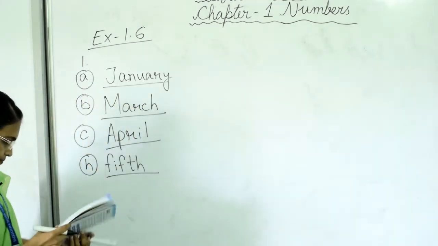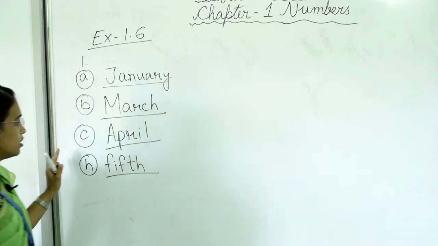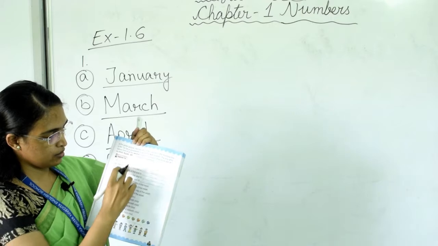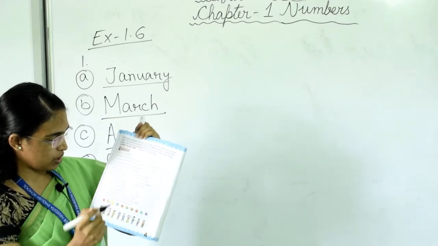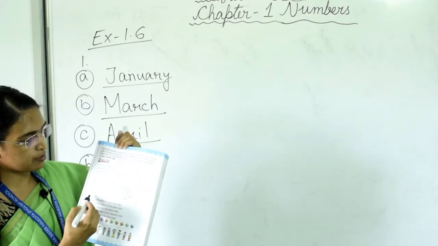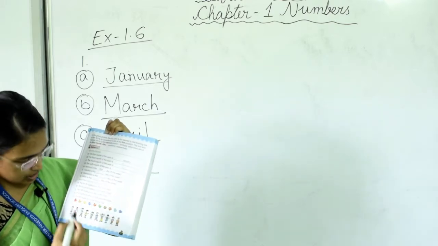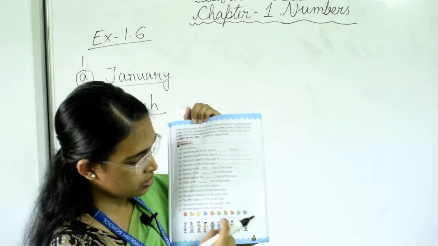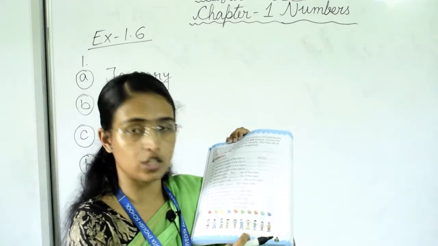Okay, done. Now in this way you have to do the rest of the part. Okay, this is your homework. Now question number 2 is match the balloons to the children. Now can you see these balloons? Yes. Now can you see these children?